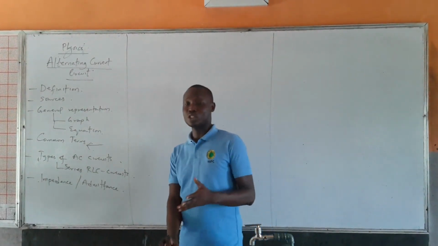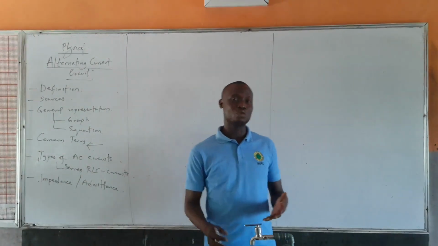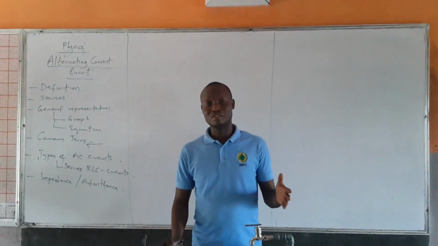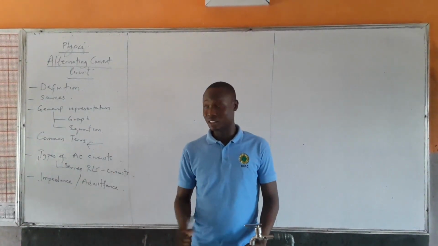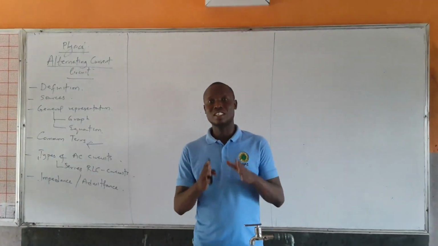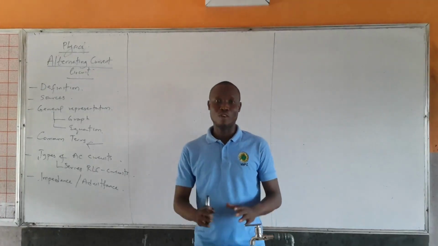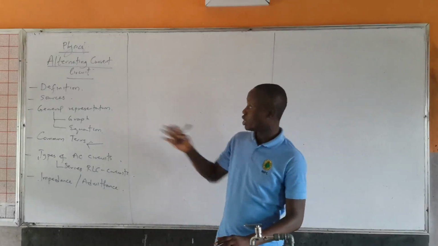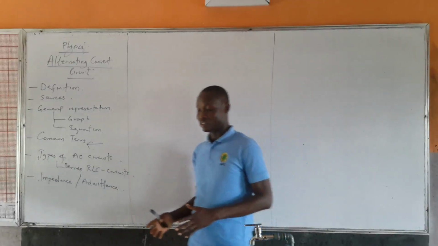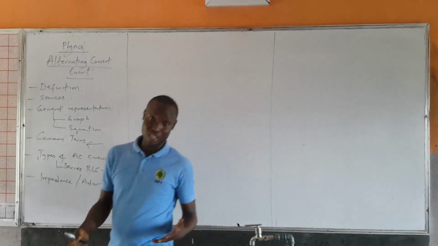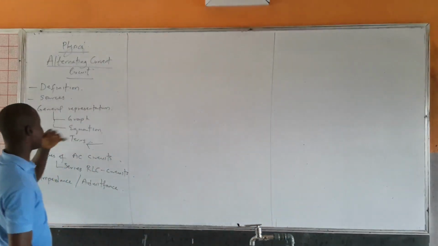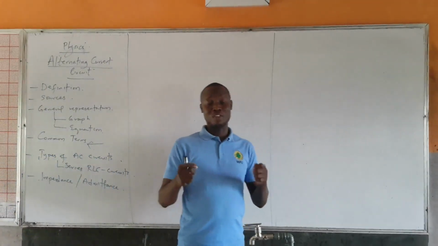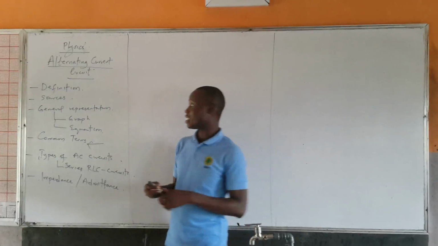Today we have alternating current electricity. We have done previous videos concerning direct current electricity. Remember I told you that we have two types of electricity: either direct current or alternating current. Direct current is electricity in one direction, a unidirectional form of current. But today we are moving on to alternating current electricity, the other type, which is constantly changing direction.